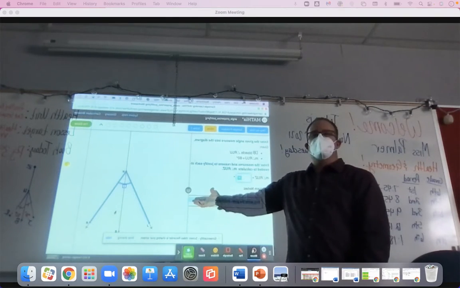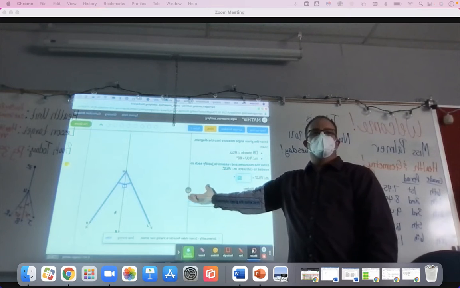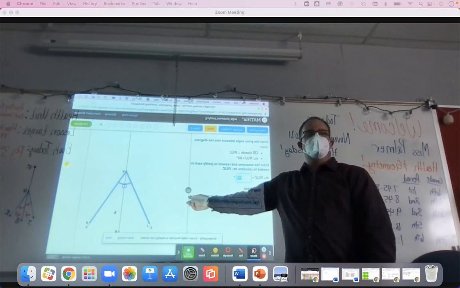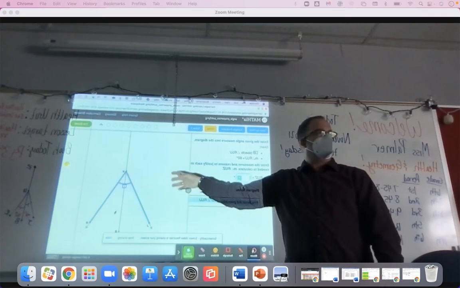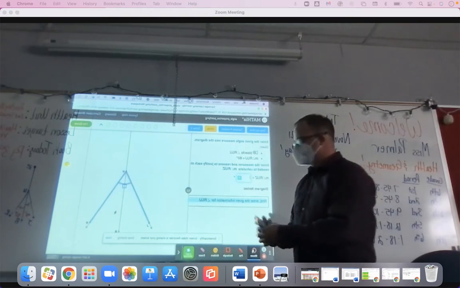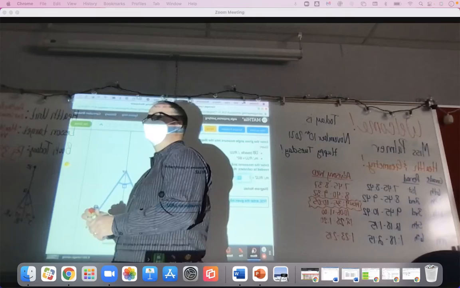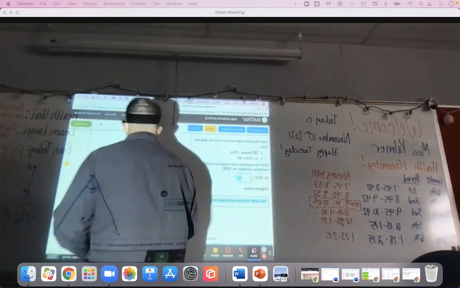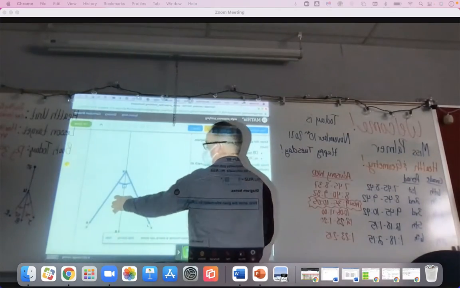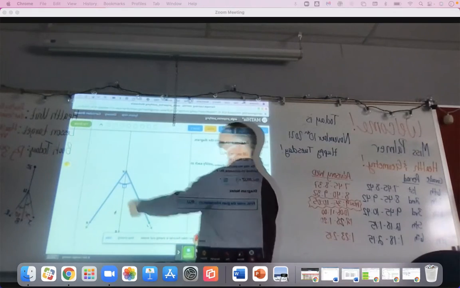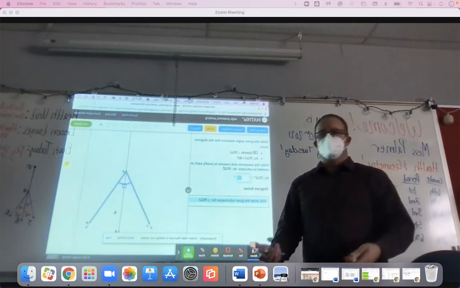What would I put in the box on Mathia? I would put in bisect, and angle bisector would come up. I would click that. Make sense? So I can say that these are both 30, like I did in my sketch, because of the definition of an angle bisector.